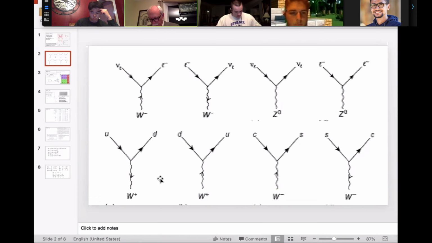So the Z goes from a lepton to a lepton, and that'll be a lepton particle to a lepton particle. The W minus can go from a lepton neutrino to a lepton particle, and a W minus can also go from a lepton particle to a lepton neutrino. So that's what that means at the top there. So the Z goes from neutrino to neutrino or particle to particle, and the W's can bridge between the two.